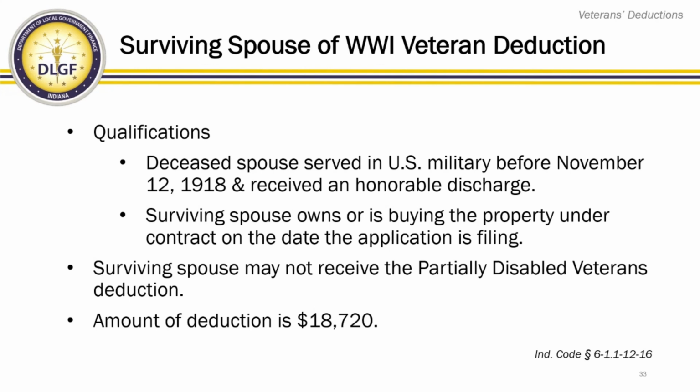Another point I do want to bring up too is that with surviving spouses, they themselves can't have their own veterans deduction, even if they are also receiving the veterans deduction by virtue of their deceased spouse. So it is possible to have two veterans deductions for a surviving spouse who also has their own deduction for the veterans. Next.